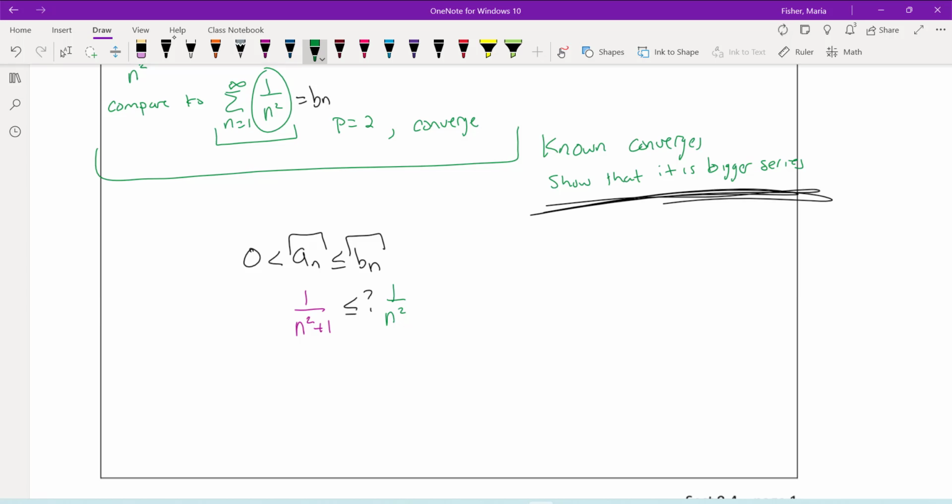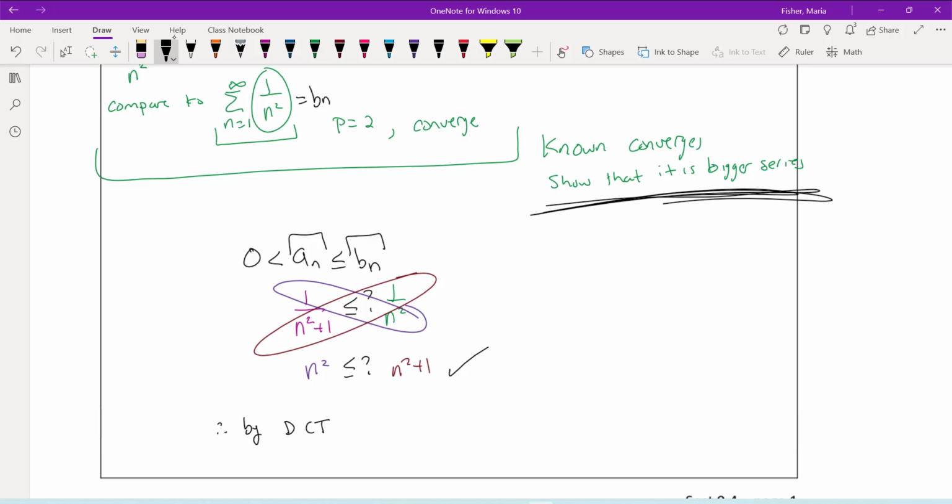Well, let's cross multiply to see if this is true. 1 times n squared is n squared. Is that less than or equal to 1 times n squared plus 1, which is n squared plus 1? Is n squared less than or equal to n squared plus 1? Yes, that is always true. Therefore, by the direct comparison test, and I'm abbreviating DCT for the direct comparison test, our series converges.